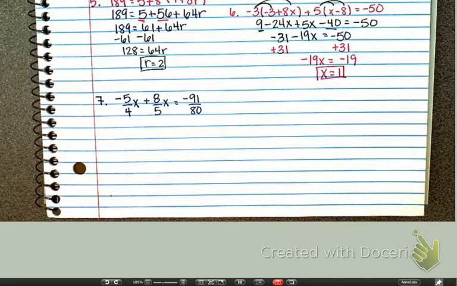So I need to find a denominator that all of them could have in common. Is there a number that I can make 4, 5, and 80? So is there a number that all 3 of those numbers go into? 80. 80? Check. Does 4 go into 80? 20. Yeah? Does 5 go into 80? Yeah. 8. Okay, so if I know that all of them go into 80, and that's my common denominator, that's what I'm going to multiply every single term by to get rid of the fraction.